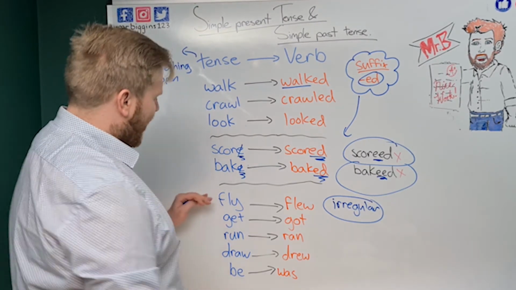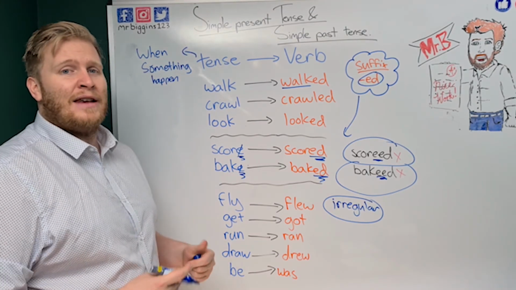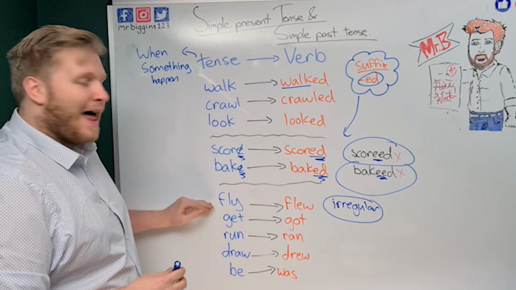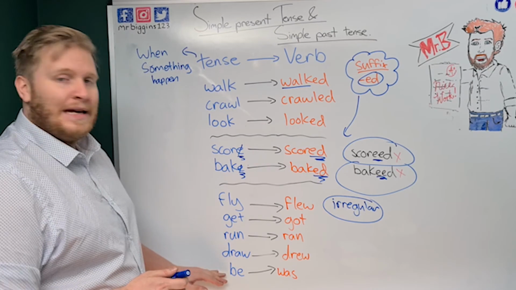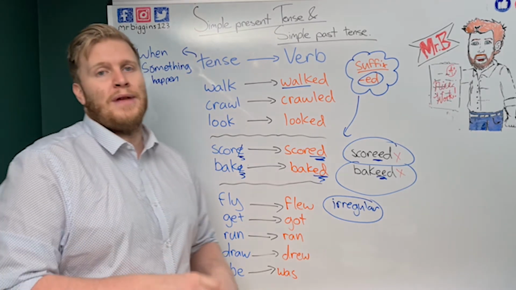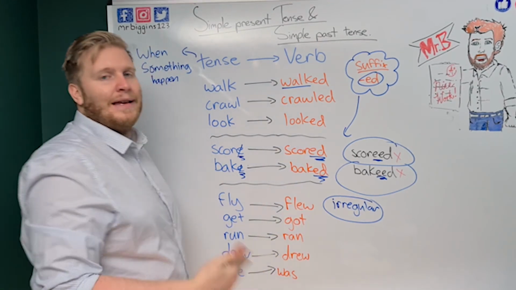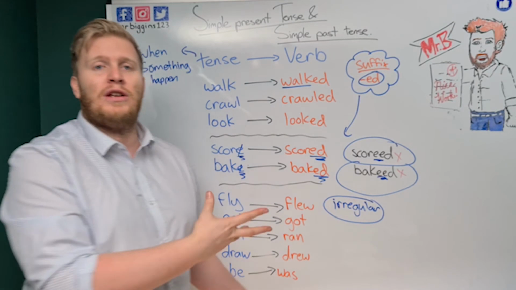Let's have a look. So we had fly, get, run, draw, be. If I say those words with ed on the end, you'll know that you don't recognise them from our English language. Flied, getted, runned, drawed, beed. Those words don't make sense. And if you know it doesn't make sense, then the simple past must be slightly different. And again, there's no rules. These don't all change the same way. They change in different ways.